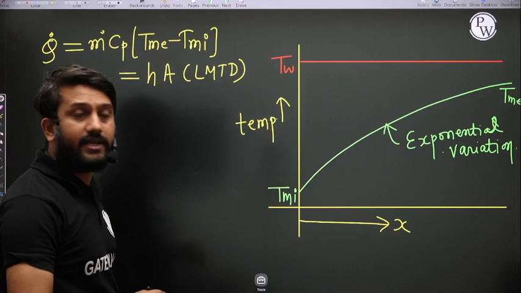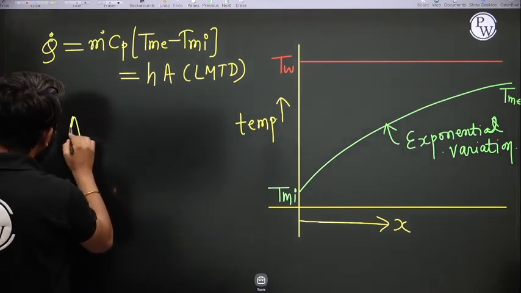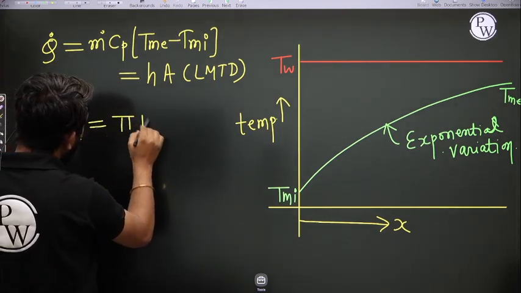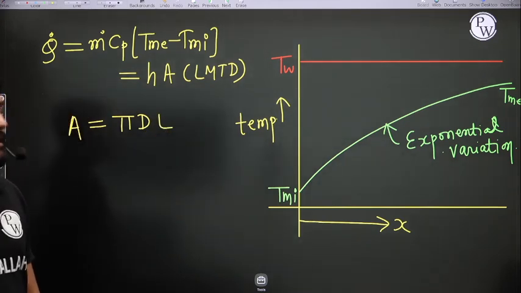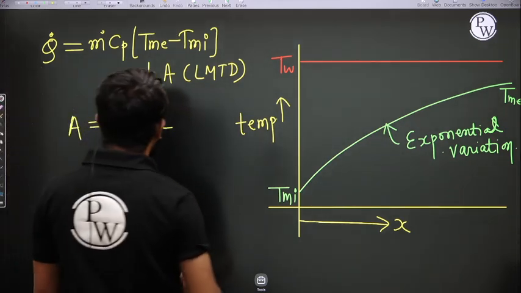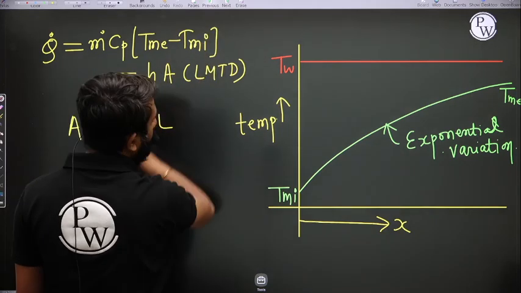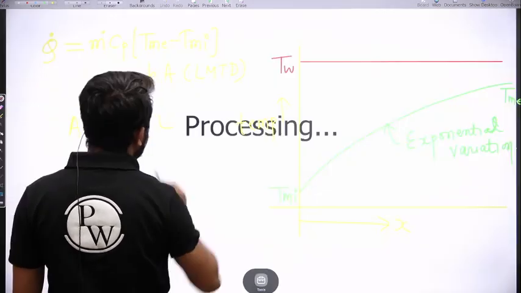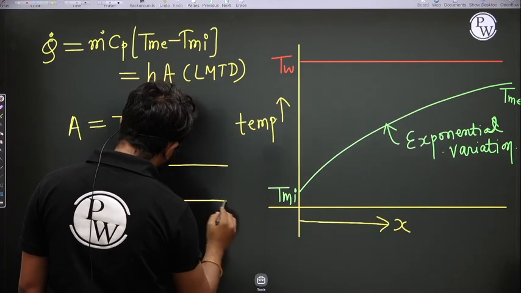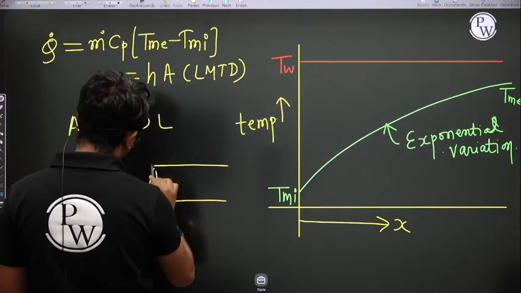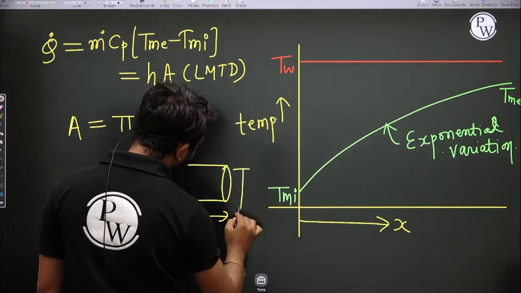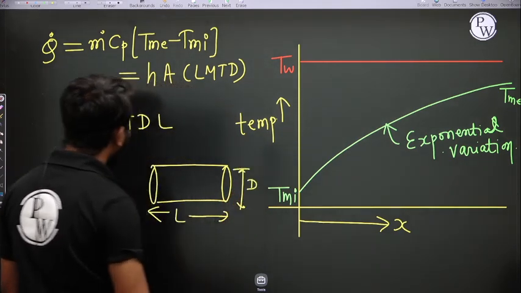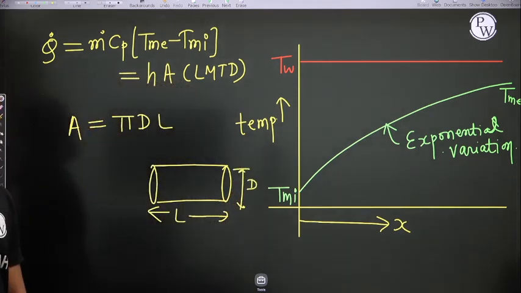What is A? So A is simply the surface area from where the heat transfer occurs, that is pi into d into L. If the pipe length is L, see here, this is the pipe, the length is L, diameter is D, right. So that is pi into D into L.